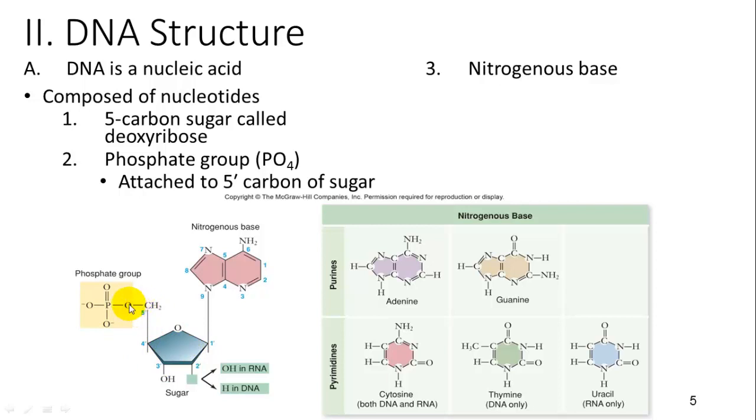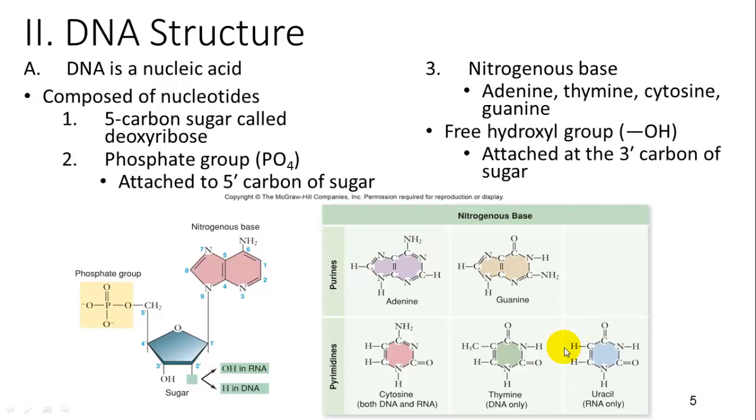On the 5' end, you have a phosphate group. That's all that means. Then you have a nitrogenous base, and there are 5 different types. 4 of them are found in DNA: adenine, guanine, cytosine, and thymine. And then they have a free hydroxyl group on the 3' end of the sugar. So this is the 3', there's the OH there.